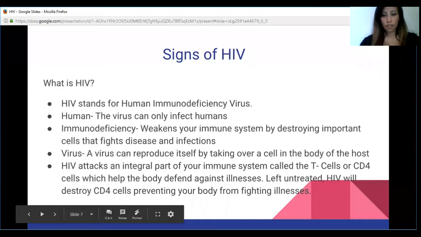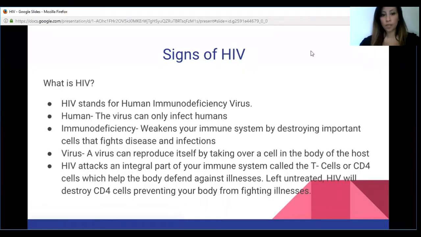Hello everyone, my name is Catherine Ramos and I have been assigned the signs and symptoms and transmission of HIV virus. So HIV stands for Human Immunodeficiency Virus, meaning the virus can only infect humans. The immunodeficiency weakens your immune system by destroying important cells that fight disease and infections. These cells are called the CD4 cells or the T cells. If left untreated, HIV will destroy many CD4 cells, preventing your body from fighting these illnesses.